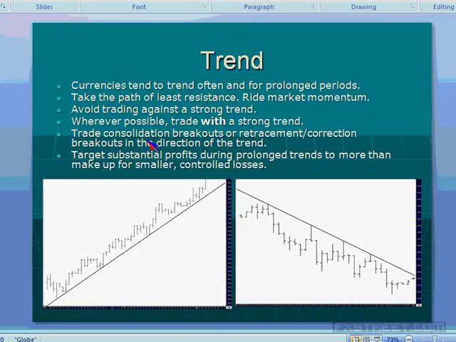Now, what I like to do within the context of a trend is I like to trade consolidation breakouts or retracements and corrections in the direction of the trend. And when you are a trend follower, you like to target substantial profits during prolonged trends to more than make up for smaller controlled losses. Okay, let's go on from there real quick.